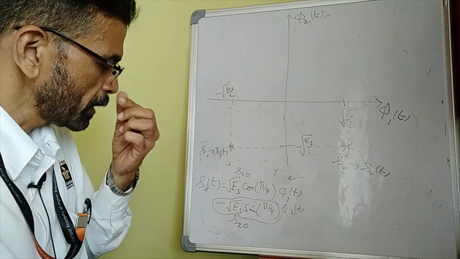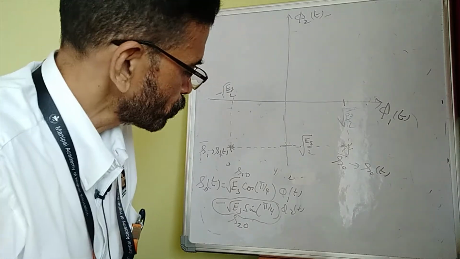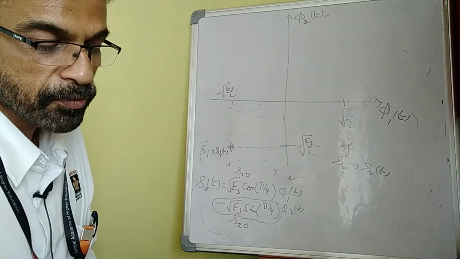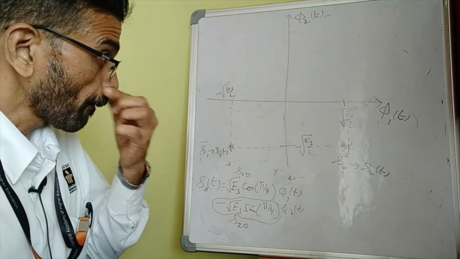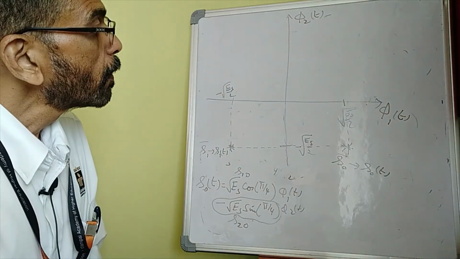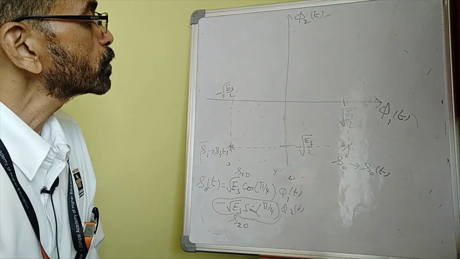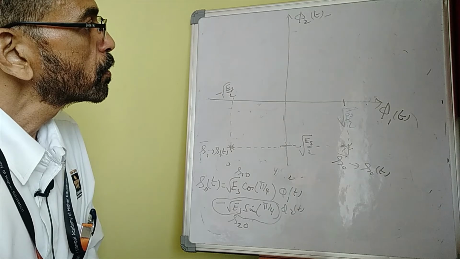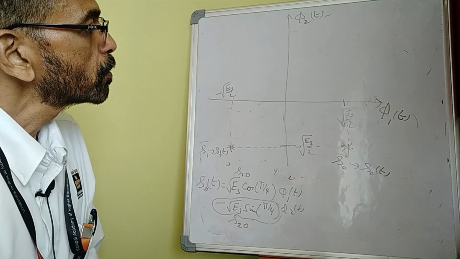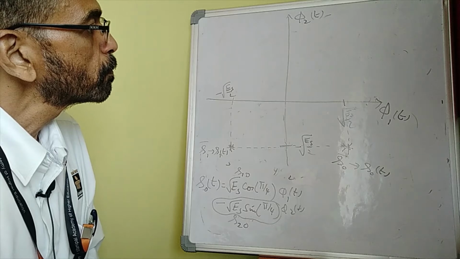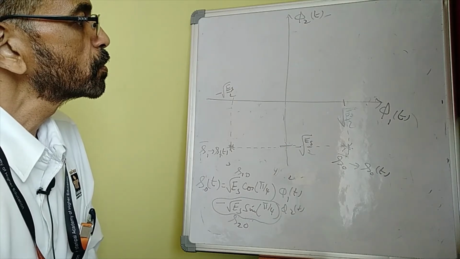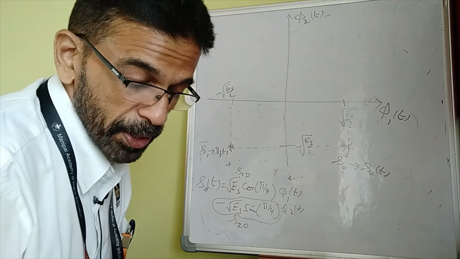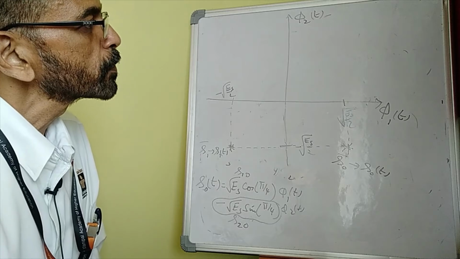Next, for S2(t), it will be cos 5π/4, root Es cos 5π/4, and minus root Es sine 5π/4, and that will give us minus root Es by 2 and plus 1 by root 2 cos sine 5π/4 is minus 1 by root 2.